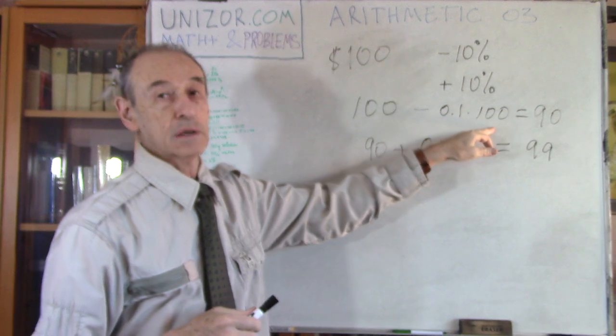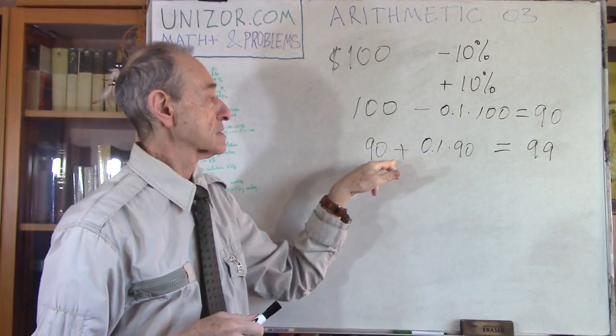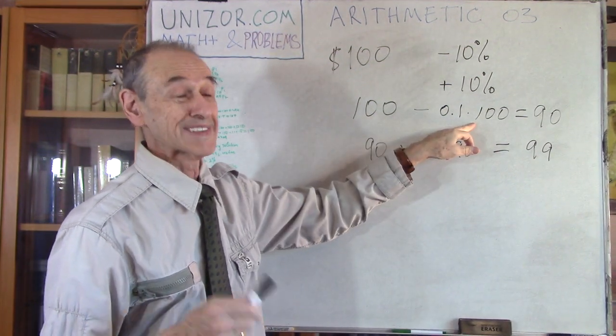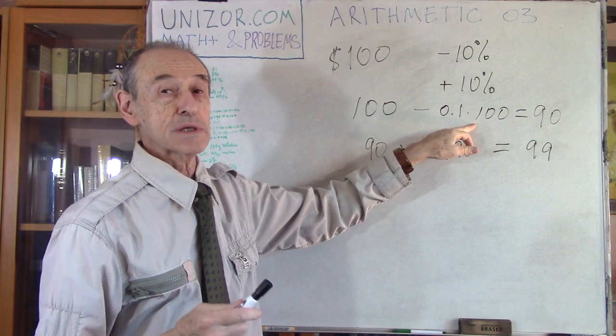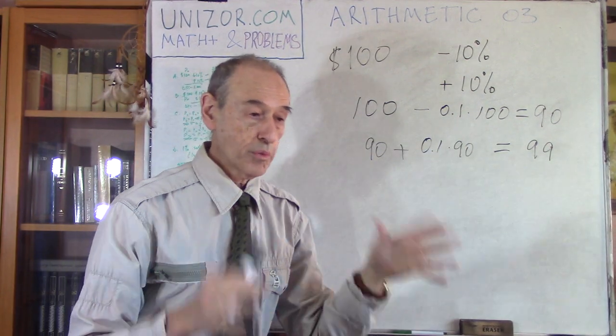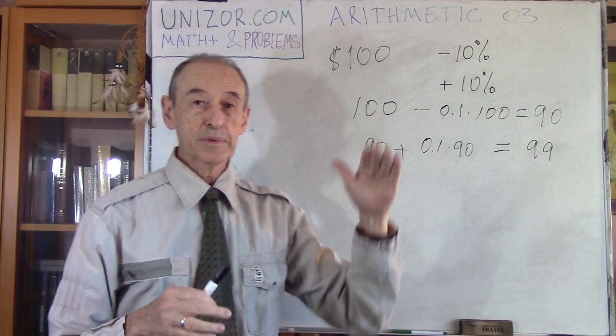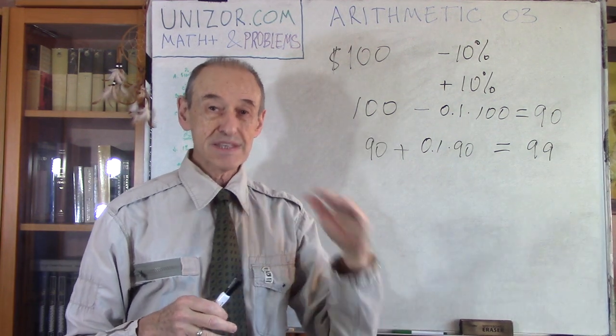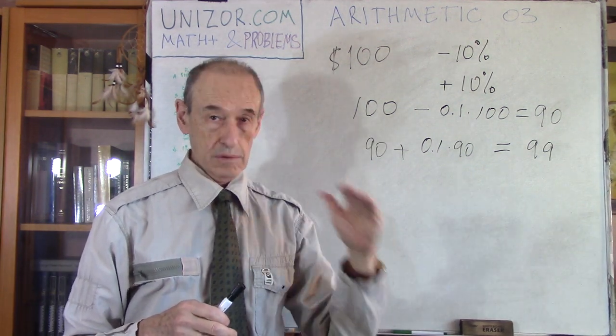Then we're going up by a smaller amount, then we're going down. Same thing. So, the point is, whenever the market goes up and down by the same percentage, you lose money.